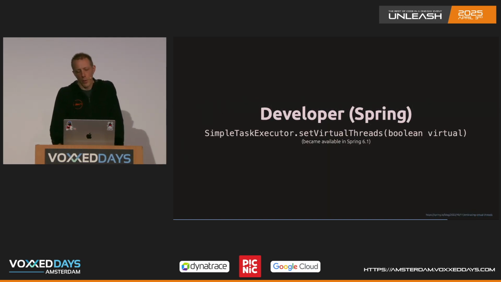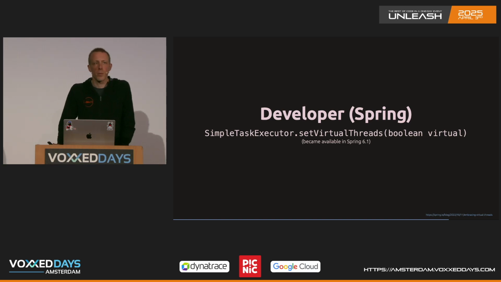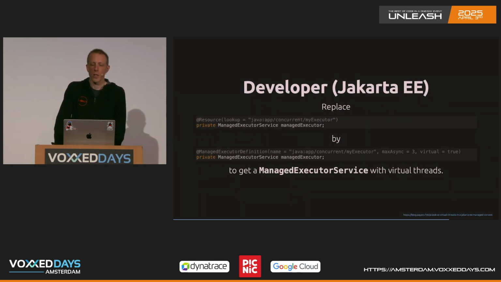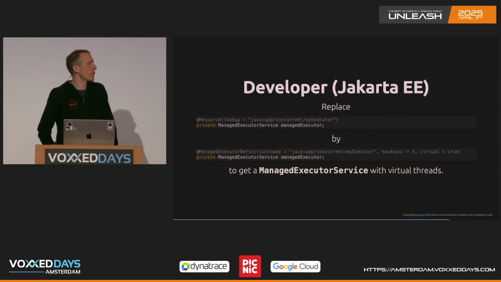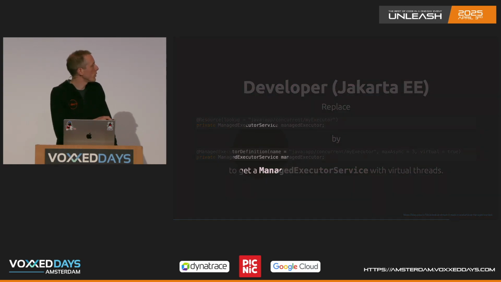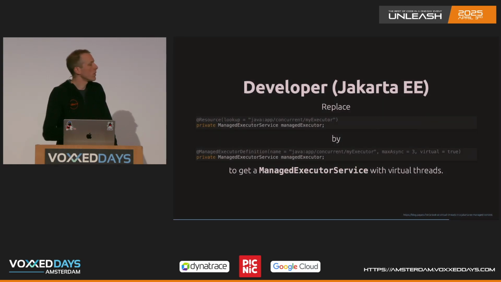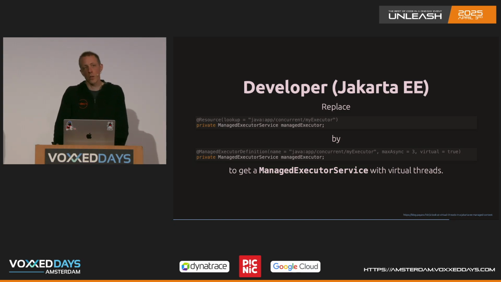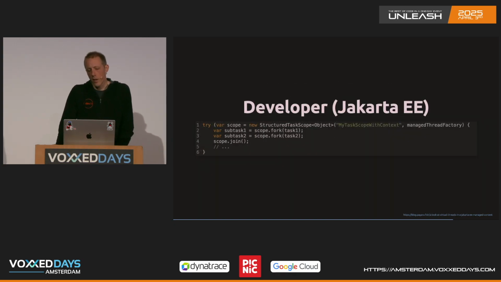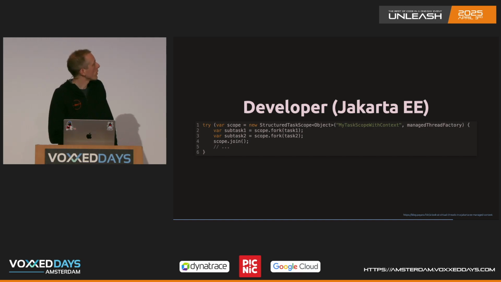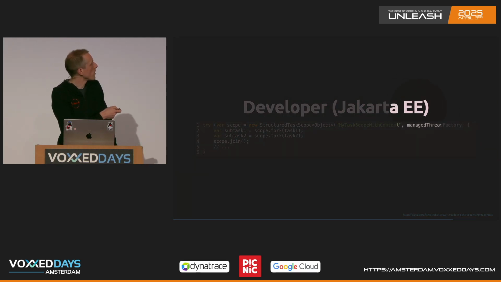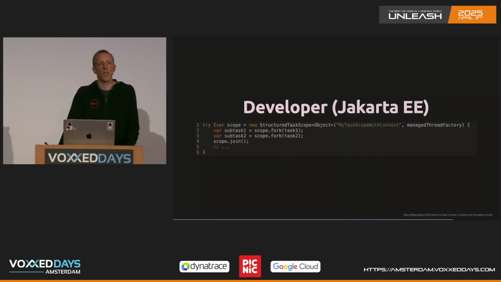If you're a Spring developer, then you can use virtual threads by default using this method on the SimpleAsyncTaskExecutor. If you are used to Jakarta EE environments, you can use managed ExecutorServices and set virtual to true in the annotation property for default virtual threads in your ExecutorService. And you can use the managed structured task scope way by passing a managed thread factory here. And then your EE container will know about the threads that are created there.